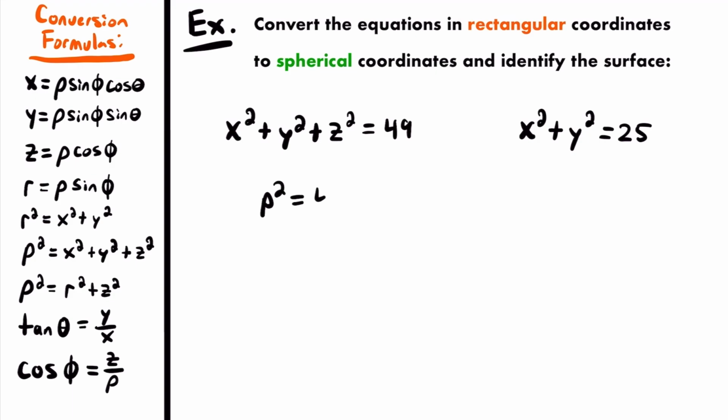So rho squared is equal to 49, and you can take the square root of both sides and find that rho is equal to 7. All right, that is the spherical equation equivalent to this rectangular equation. Both of them represent spheres that have a radius of 7.